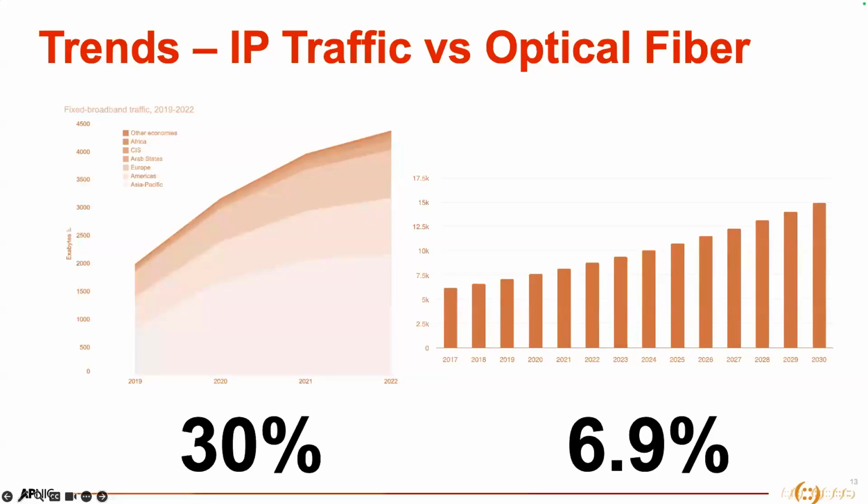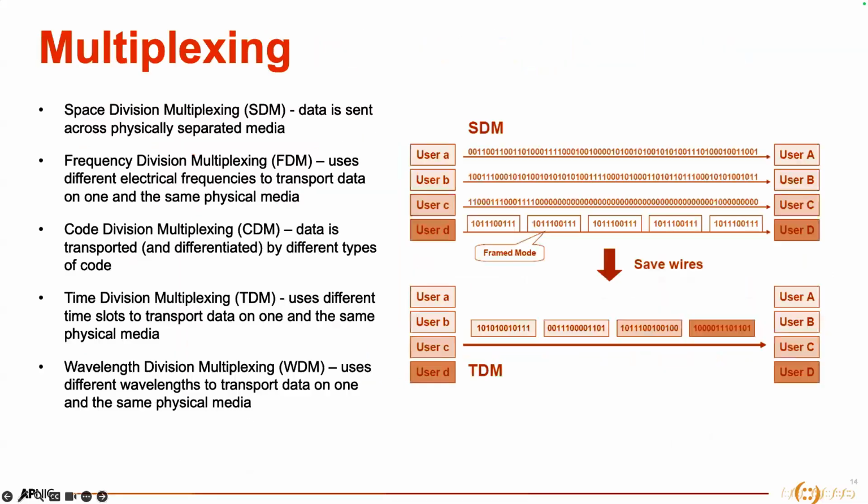The amount of traffic we are facing day by day is very, very big to handle all over the world with fibers only. So what is the solution? What is the way out? The solution, or the way out, is basically doing multiplexing. So what is multiplexing?